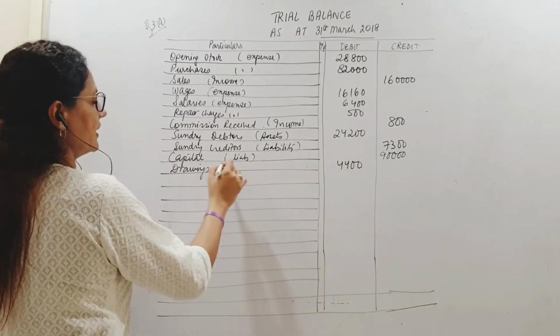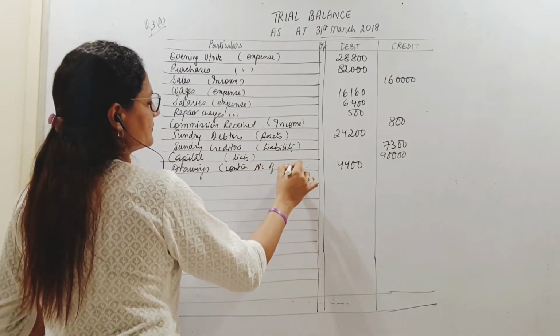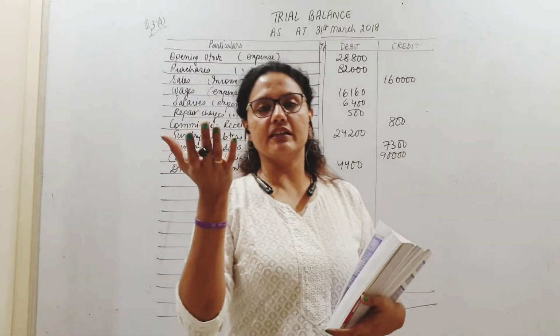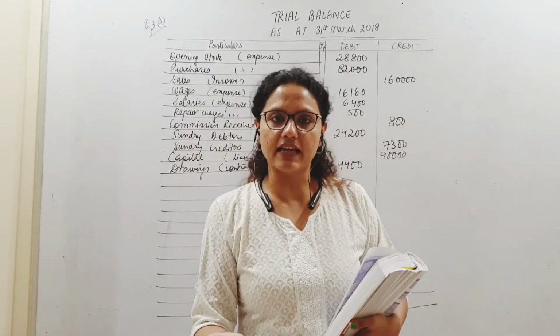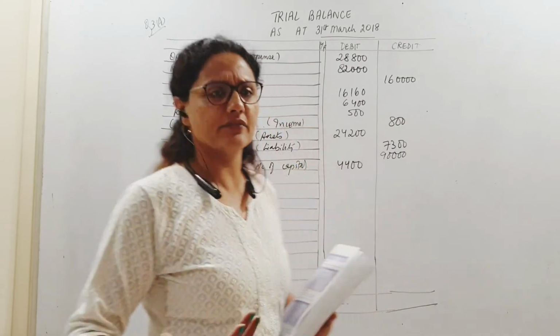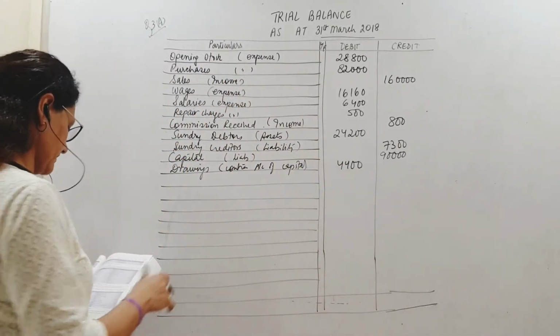It is basically a contra account of capital, isn't it? Like capital, what is the rule? Credit it when it increases and debit capital when it decreases. But we do not debit capital as such. We debit drawings first. So drawings is 4,400, always on the debit.